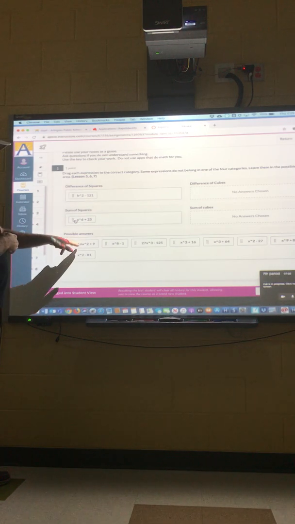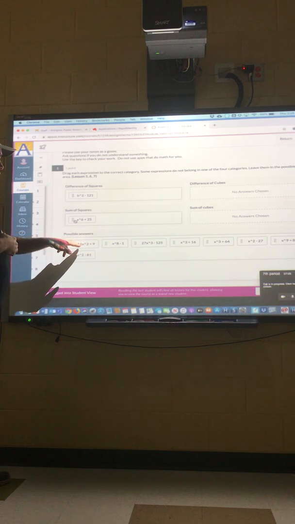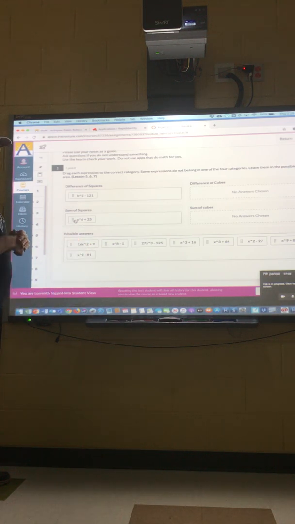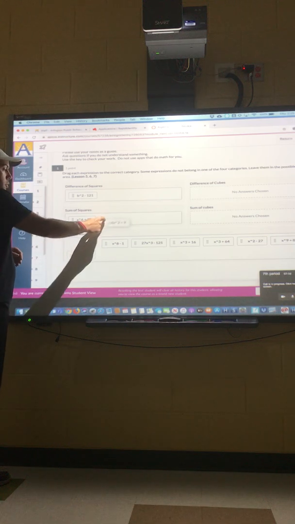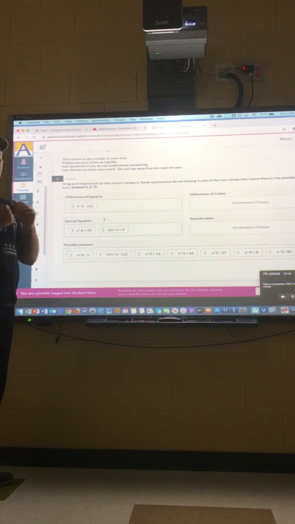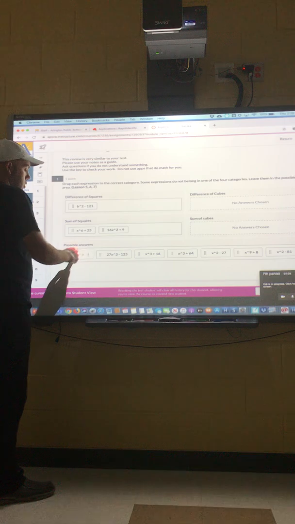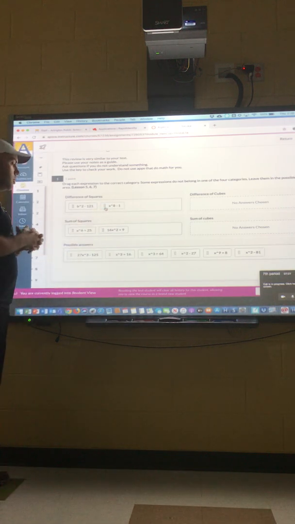Okay, here I have 16x to the 2nd plus 9. Both of those are perfect squares, and that's a plus, so I'm moving that also into my sum of squares. Okay, x to the 8th minus 1. If it's to a power of 8, that's divisible by 2, and the 1 is also a perfect square, so that is a subtraction. I'd move that into my difference of squares.